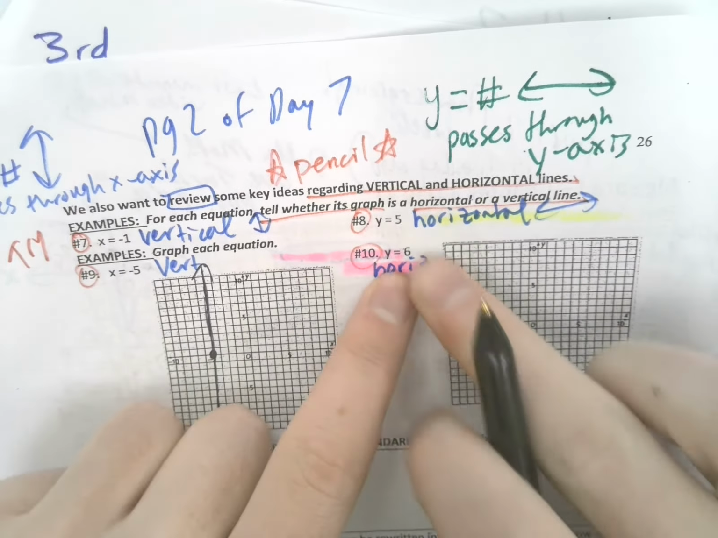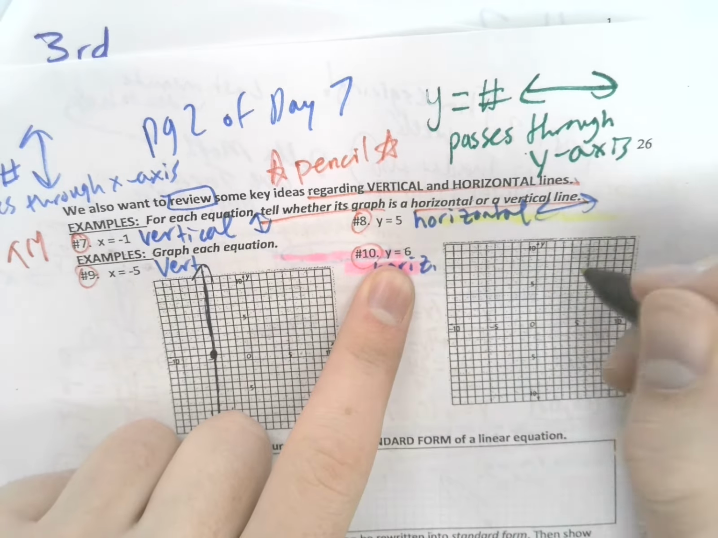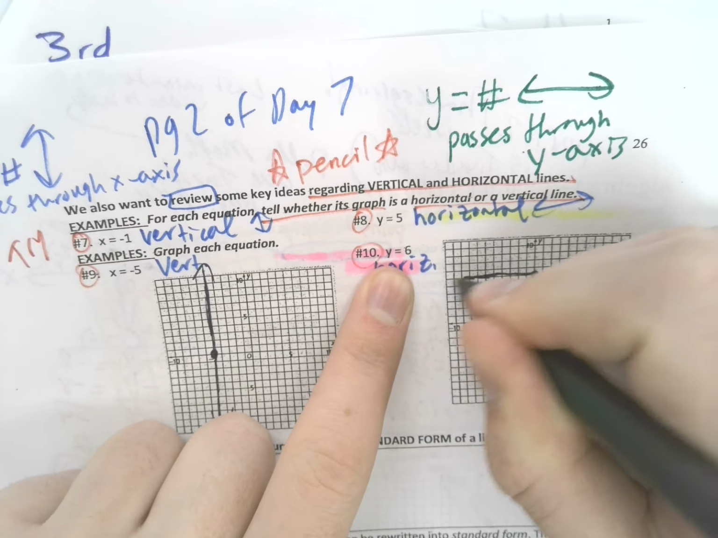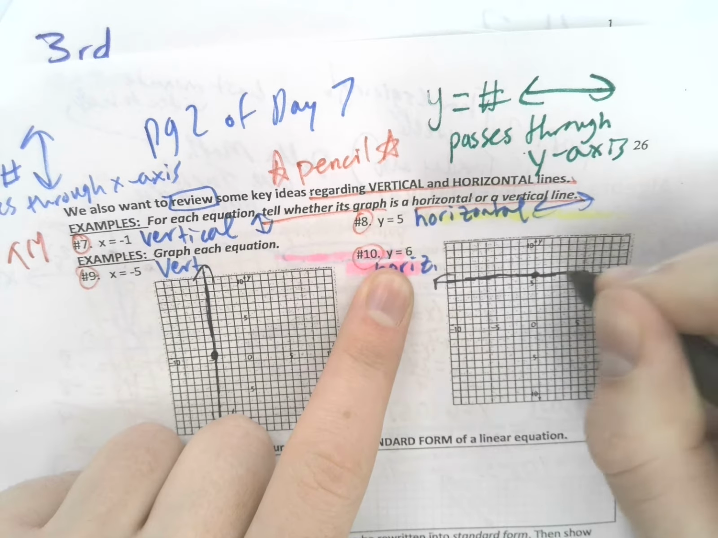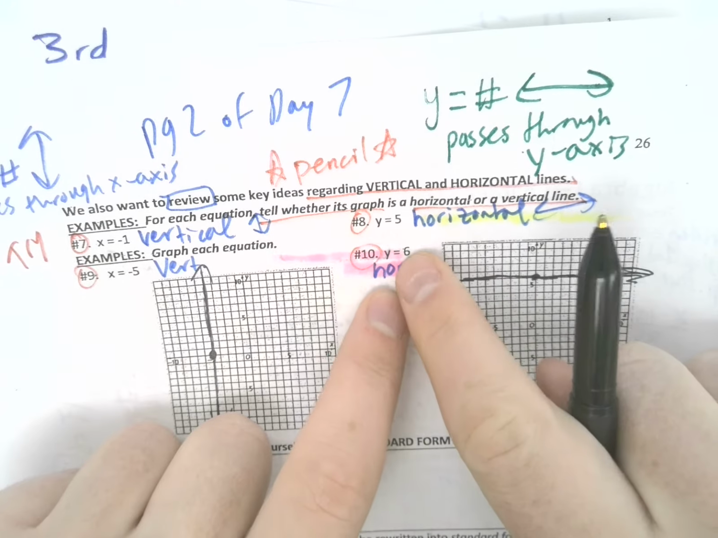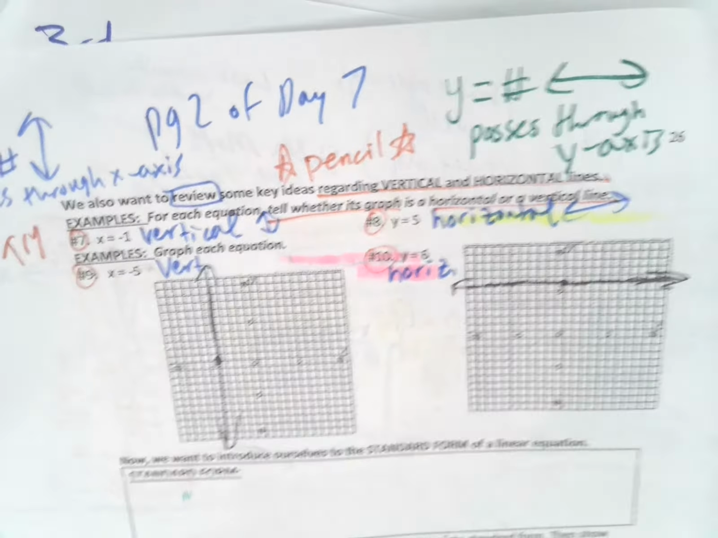And as far as number 10 goes, y equals 6. That's going to be a horizontal line going through this point right here and including all the points where y is 6. Every point on this line is going to have a y coordinate that's 6. That's why it's y equals 6.